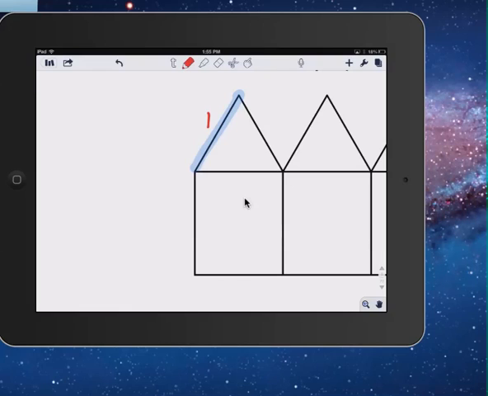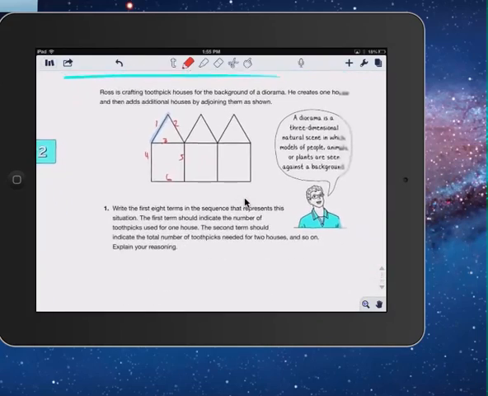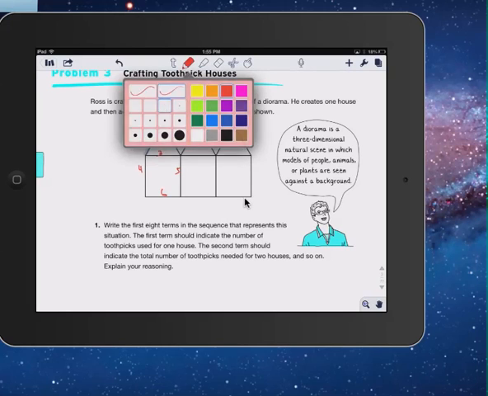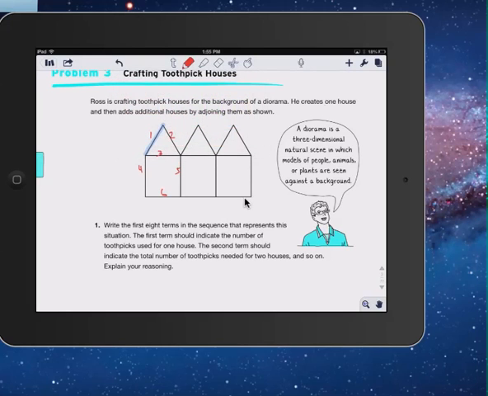So the next toothpick, Julian, how many? 2, 3, 4, 5, 6. Okay? I want you to annotate what's important. He crafts one house and adds additional houses by adjoining them.